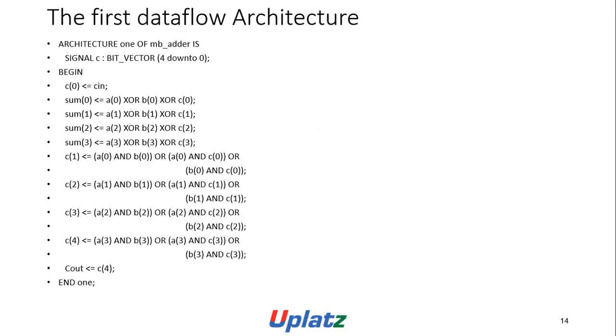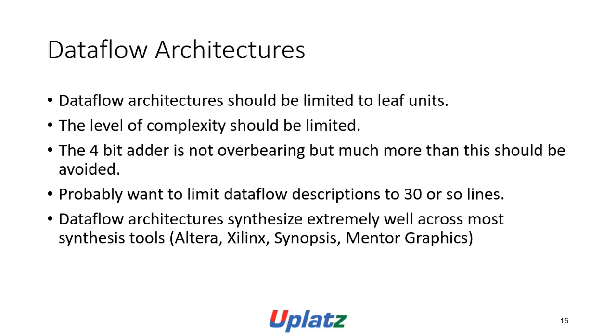C1 is equal to A0 and B0, or A0 and C0, or B0 and C0. C2 is equal to A1 and B1, or A1 and C1, or B1 and C1. C3 is equal to A2 and B2, or A2 and C2, or B2 and C2. C4 is equal to A3 and B3, or A3 and C3, or B3 and C3. Cout is equal to C4.